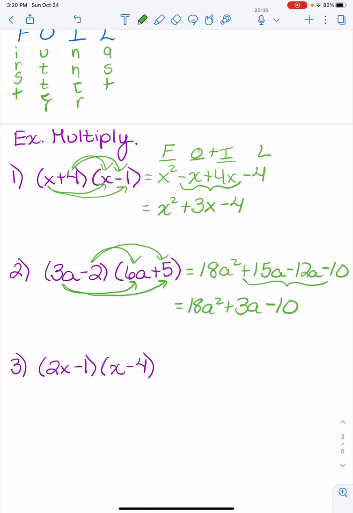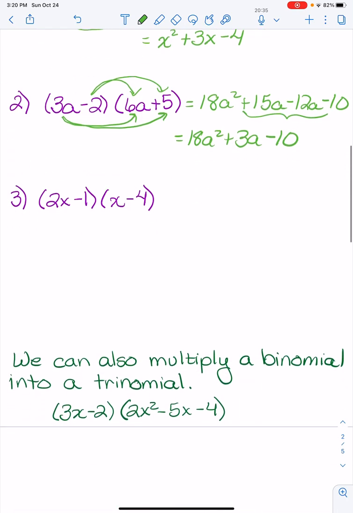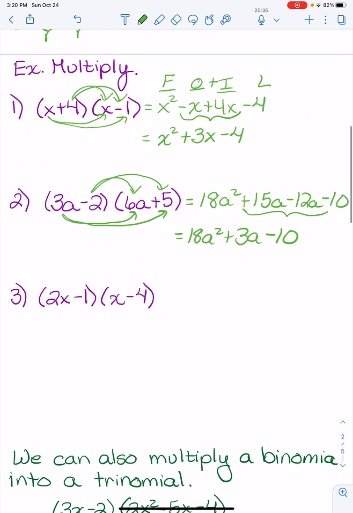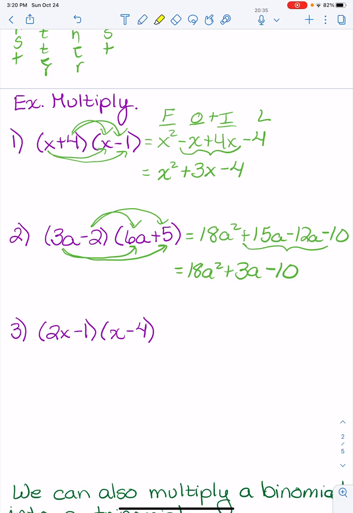Voila, done. All right, another one. Notice how our signs are different in our binomials. So they kind of give us different signs here, a negative and a positive. You don't really have to think about that, but in this case, think of it as -1 and -4, and distribute those values. All right, so here we go.